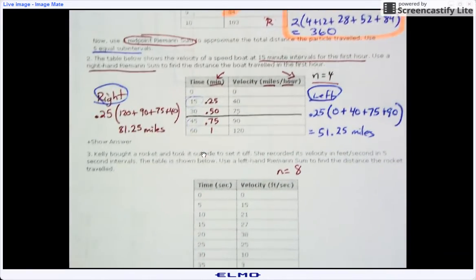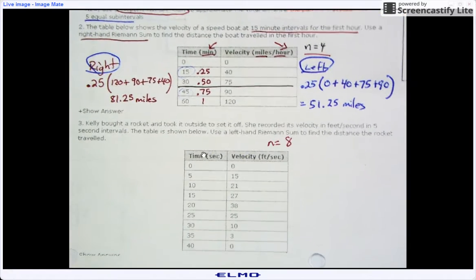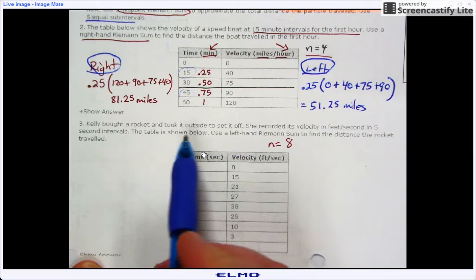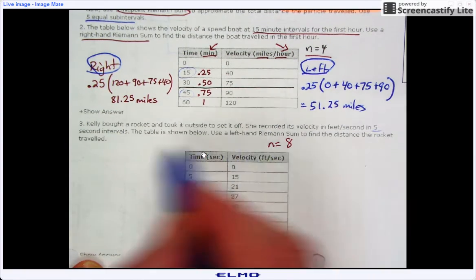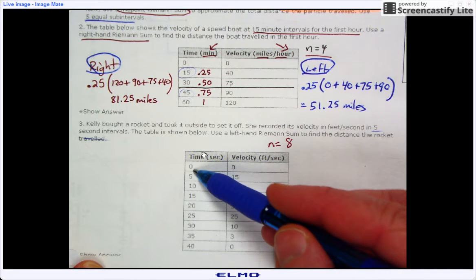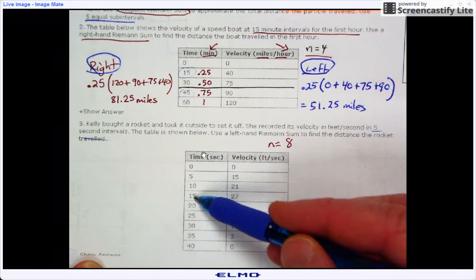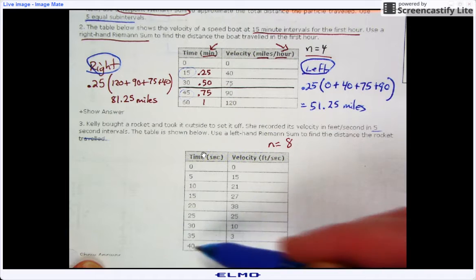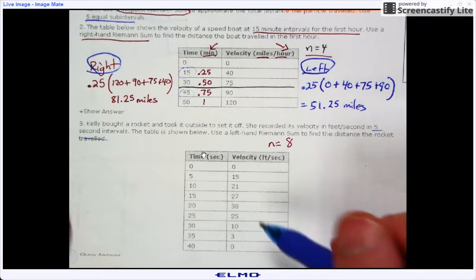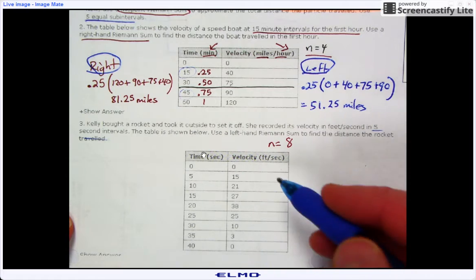Okay, and I'm going to start but not finish question 3 here. They bought a rocket and took it outside to set it off. She recorded the velocity in 5-second intervals. They don't tell you how many intervals to use, so you've got to count them up. 1, 2, 3, 4, 5, 6, 7, 8, which means we have 9 numbers. So the width is 5 seconds.